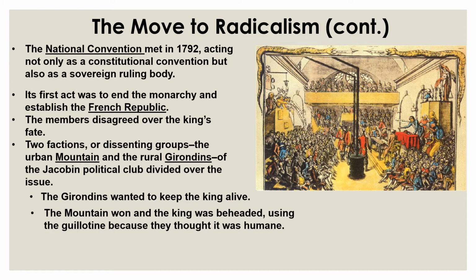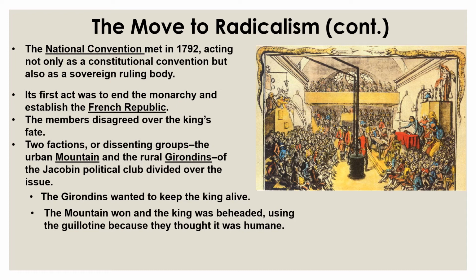The Girondins wanted to keep the king alive, even though they agreed that a republic was the best thing, but they didn't want to kill the king. They wanted to just keep him in prison. The Mountain, however, wanted the king dead. And they are the ones that won out because the mobs of Paris, the Paris Commune, ultimately ended up supporting that idea, the more radical idea.